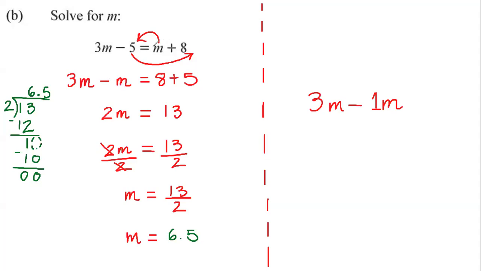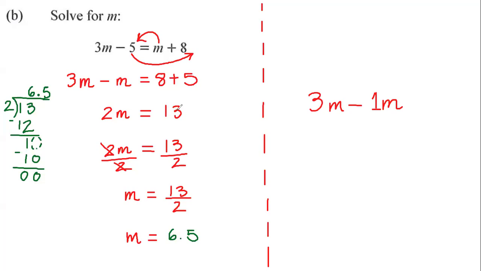Liliana, because it was positive M, when we send it over, it becomes a what? Negative. And this was positive 5. I mean, this was negative 5. So when we send it over the equal sign, it becomes a what? Positive. Good. What is 8 plus 5? 13. Good. So we put 13 down below. Do you see that?